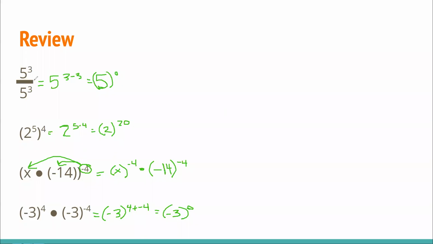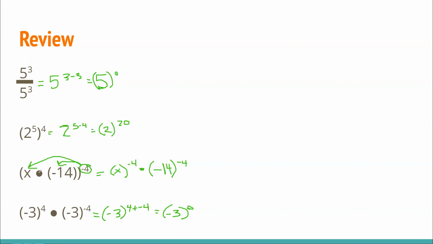So for the first one, I noticed that it had a division symbol and that we had the same number for the bases, so I knew that I could use my rule to just subtract those two exponents. So I did 3 minus 3, and that gave me 5 to the 0th power. For number 2, I noticed that I had one base and two exponents, which means that I can just multiply my two exponents. And so I showed my work here. 5 times 4 gave me 20, so I've got 2 to the 20th power.